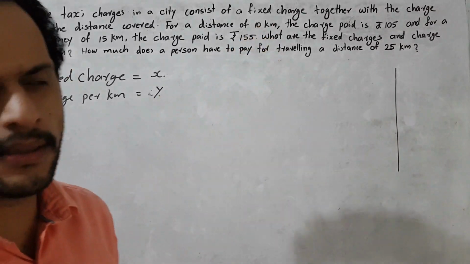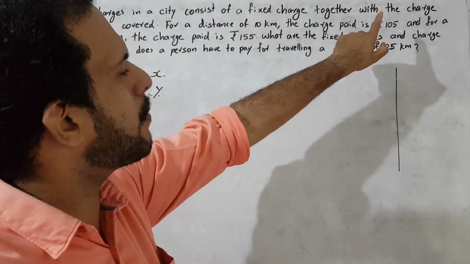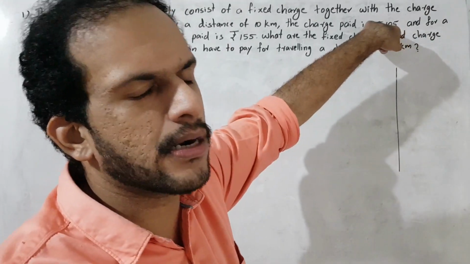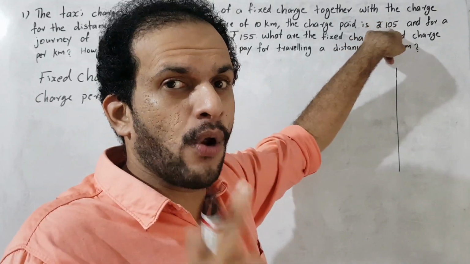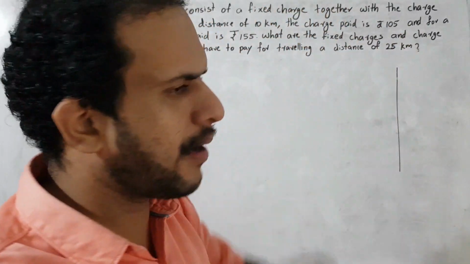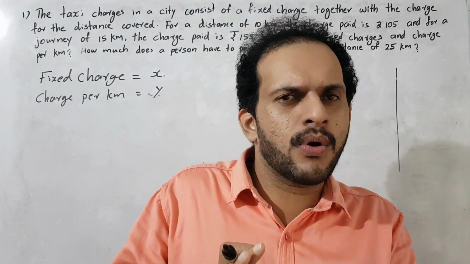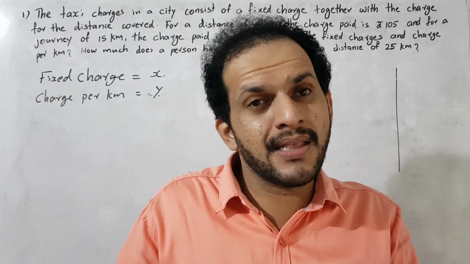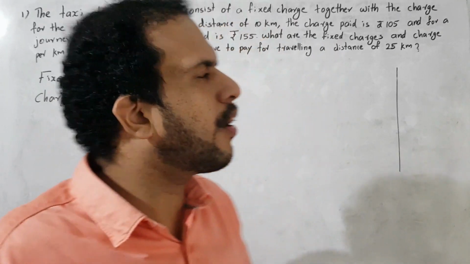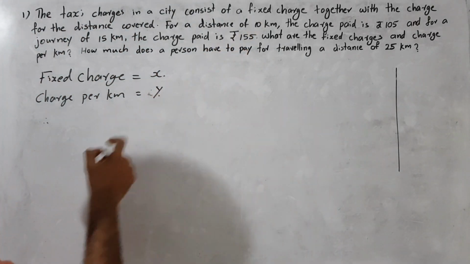Then what is the first? We cover the 10 kilometer, correct. The total amount to pay for the 10 kilometer is 105. Then what is this 105? This 105 is the total of the fixed charge plus the charge for 10 kilometer. So how do we make our first equation?